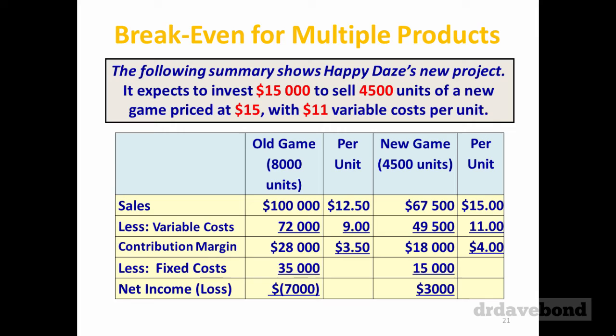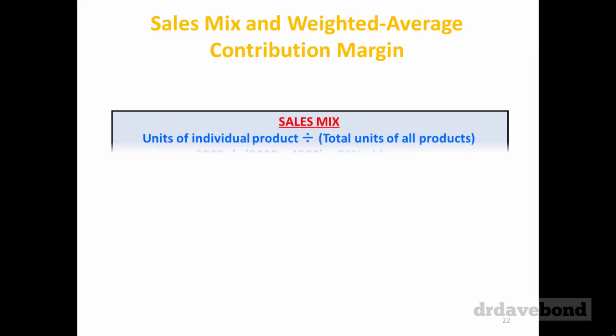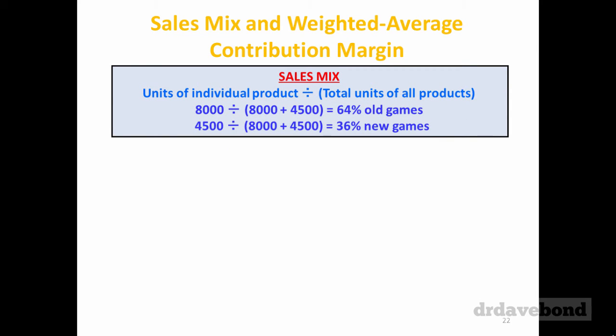Now, if we were to just take a simple average of that, it would just be $3.75, halfway. But the problem is that assumes that your sales mix is 50-50. You sell exactly the same number, or you expect to sell the same number of both types of units. If you don't, or you expect not to, then that's not going to work out. So what we have here is an expectation that you sell 8,000 of one and 4,500 of the other. So when you work it all through, you have about 64% of your sales have a contribution margin of this, and 36% of your sales have a contribution margin of $4 a unit.